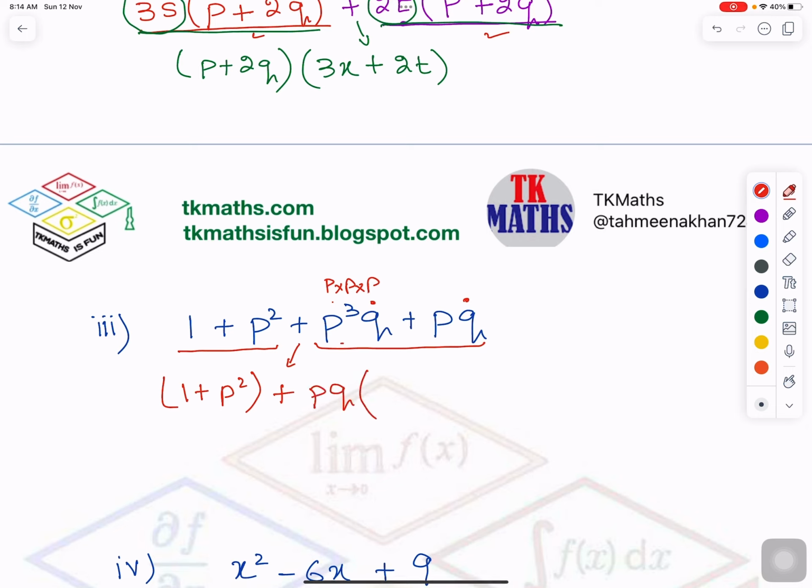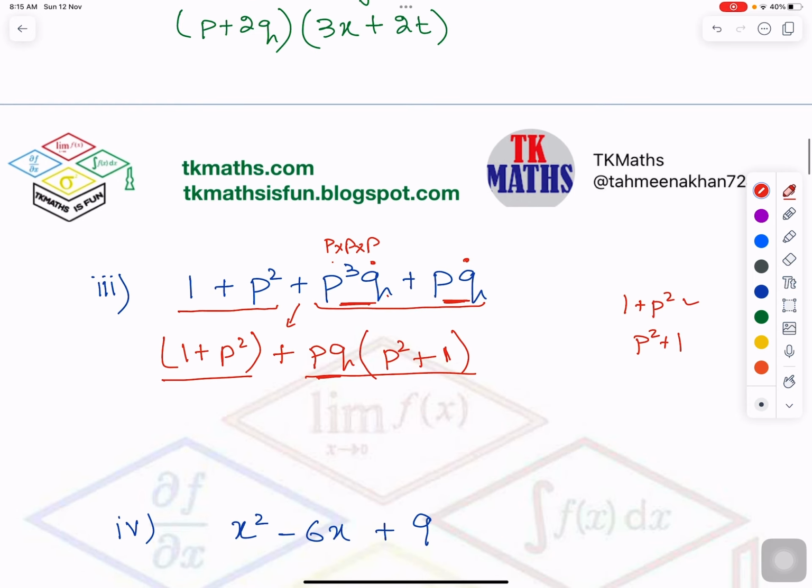Now what is left from here? P square, because 1p is out, q is already out as a factor, and from here only 1, because p, q both have gone out as a common factor. Now if you see this term and this term, the common is 1 plus p square. Either it is written as p square plus 1 or 1 plus p square, it is the same thing.